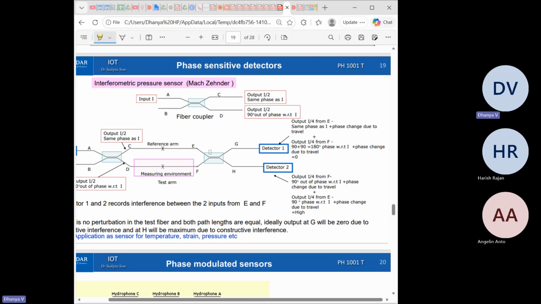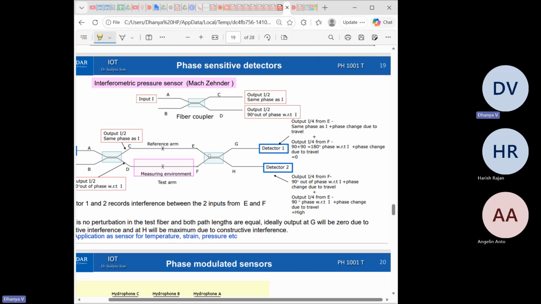Then it starts from E to H. There's a phase difference over here, 90 degrees out of phase. Already it was I by 2 over here, now it becomes I by 4. Even here, previously it was I by 2, it becomes I by 4 here. It just gets split by 2.